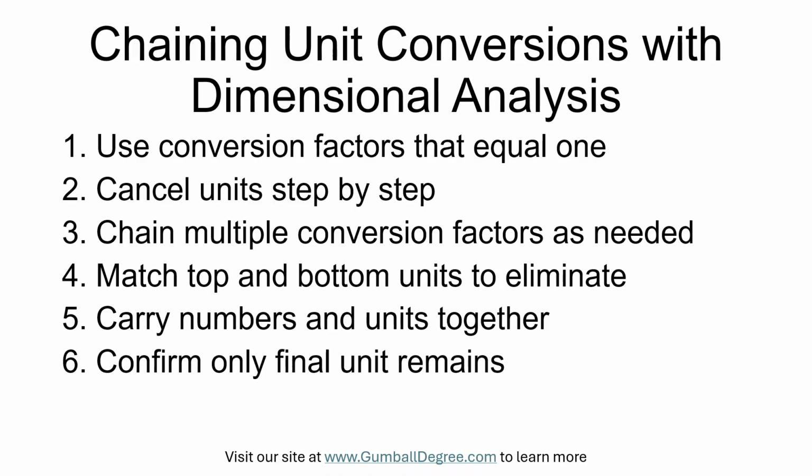You write the units so they cancel. Meters times centimeters per meter times millimeters per centimeter. The meters cancel, then the centimeters cancel, and you are left with millimeters. Each conversion factor is chosen so the top and bottom match the units you are trying to eliminate, and you can use as many factors as needed to move through intermediate units.